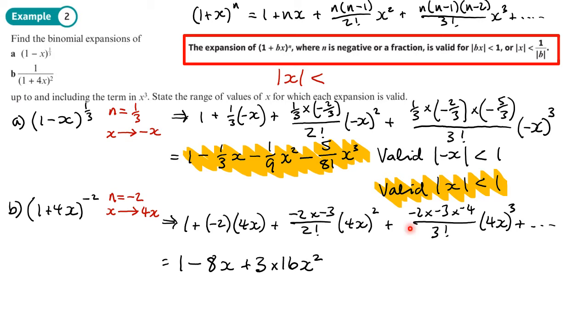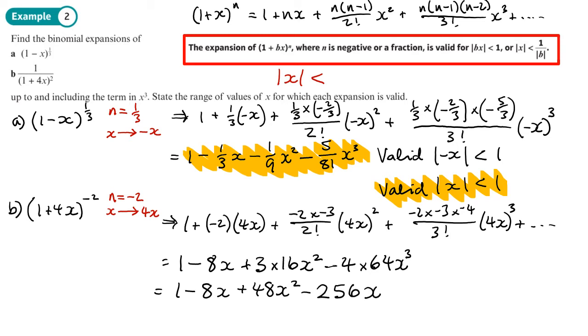The next term here is going to be negative because I've got 1, 2, 3 negative signs. So negative. So 2 times 3 times 4 is 24. 24 divided by 3 factorial, which is 6, is 4. So I've got negative 4. And that's going to get multiplied by (4x) all cubed, which is 64x cubed. So final step here, 1 minus 8x, 3 times 16 is 48x squared, 4 times 64 I think is 256x cubed. So it's going minus, plus, minus and plus dot dot dot.